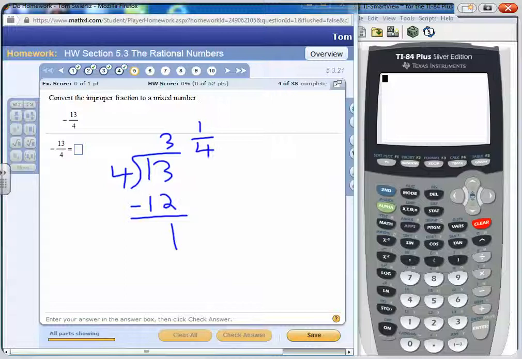and then the remainder is 1. So that remainder goes over the divisor, the denominator. So our answer is 3 1/4. Okay? Oh, sorry. Be careful because it was a negative. I said we know it's a negative. So it'll be a negative 3 1/4. Okay? So there's our answer.